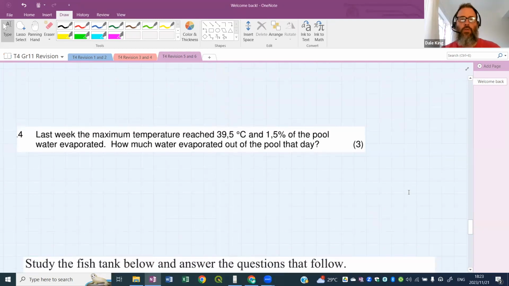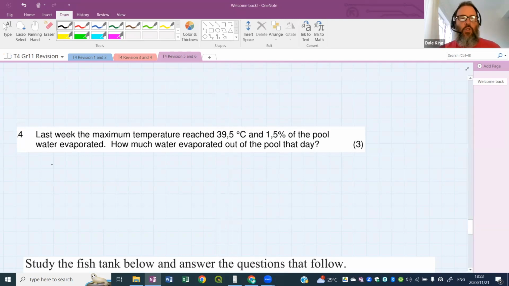All right, let's have a look at number 4. Talking about pools, we're all hot. I wish I had a pool. It's raining and very windy. Where are you, Kian? There's no wind here. It must be in the Cape. Yeah, thought so. Cape Town's always windy, eh?